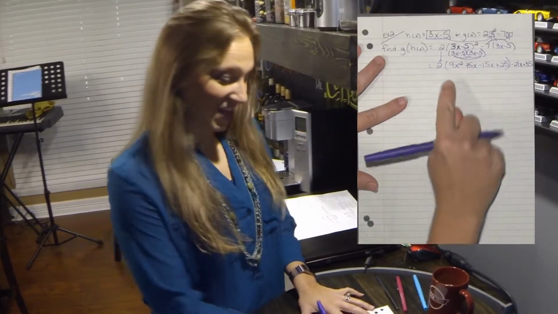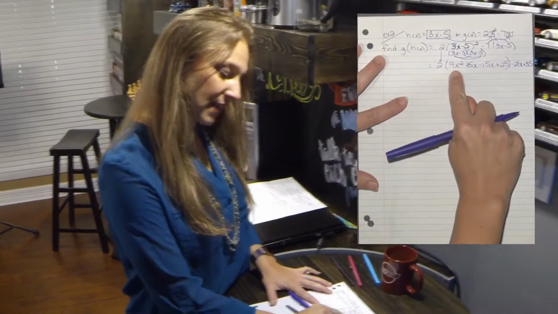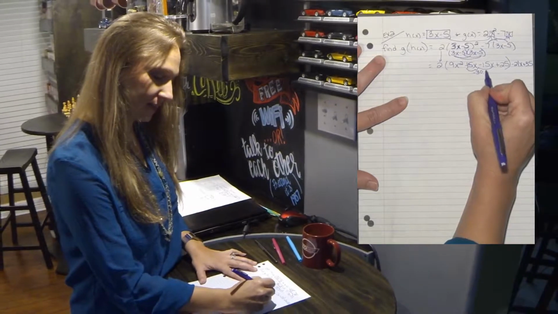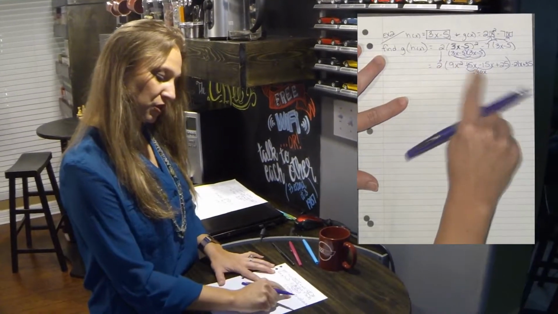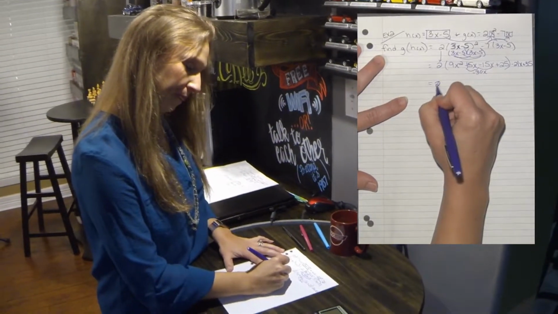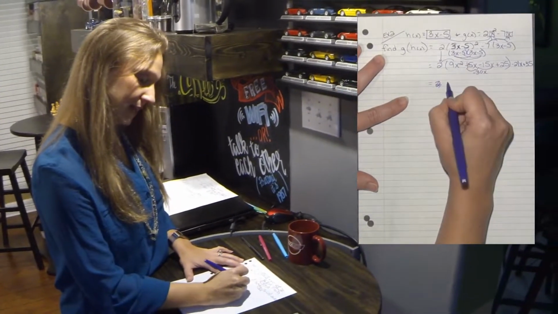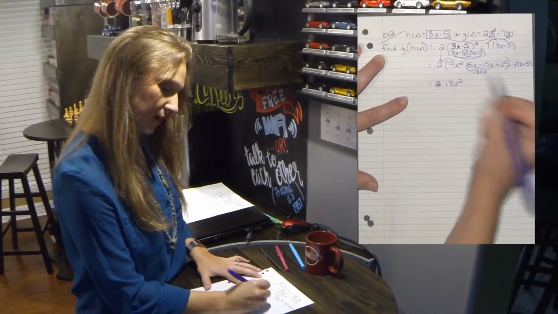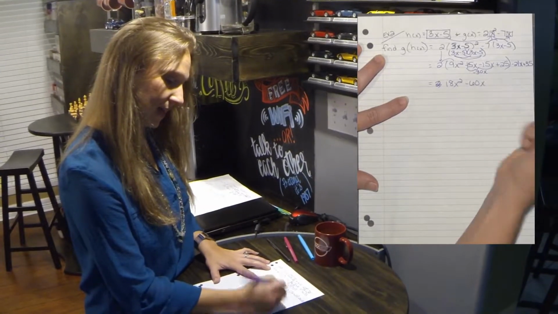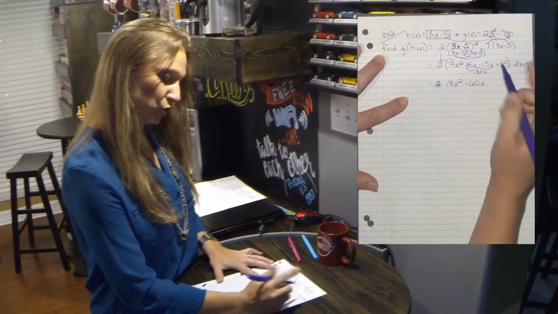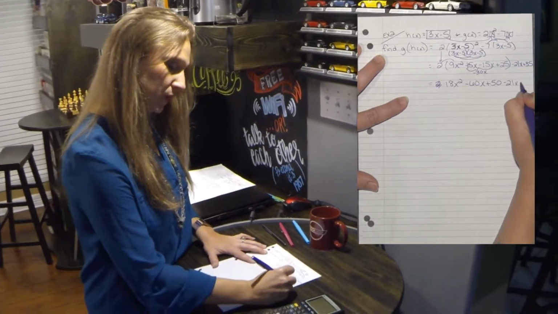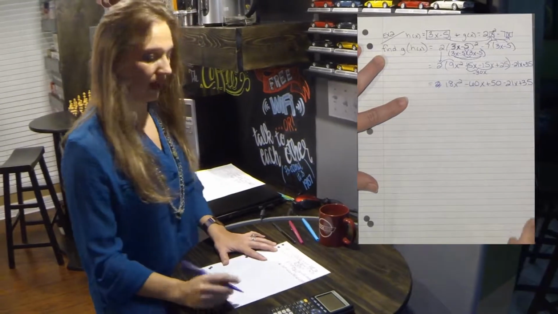All right, now let's distribute this 2. At the same time, I'm going to combine these like terms. I know that these will combine to be negative 30x. So I'm going to distribute the 2 to all of these terms. So we have 2 times 9x squared is going to be 18x squared. 2 times negative 30x is negative 60x. 2 times 25 is 50. And I'm going to bring down the minus 21x and the 35.